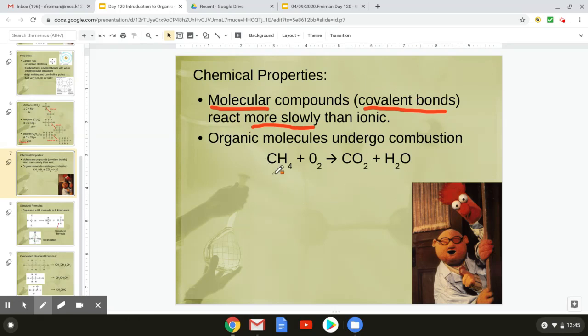Organic molecules undergo combustion reactions. Combustion reactions combine with oxygen as a reactant, and they produce carbon dioxide and water. So here we have methane. This is CH4, the organic compound, and it is going through a combustion reaction. You always know a combustion reaction because you have oxygen as a reactant. Your two products are carbon dioxide and water.